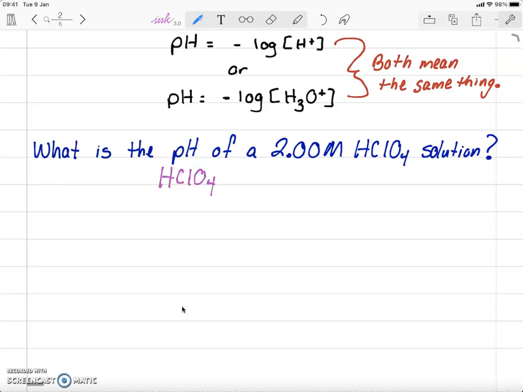So the way I like to solve these problems is I first start off with the acid, and I like to show it broken down into its conjugates. Because this is a strong acid, I'll only use one arrow. And the conjugates are going to be H+, and then the perchlorate anion. And these are all aqueous, by the way.